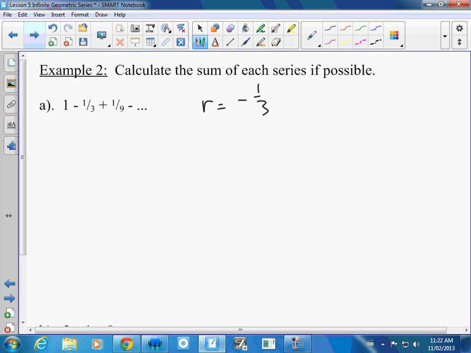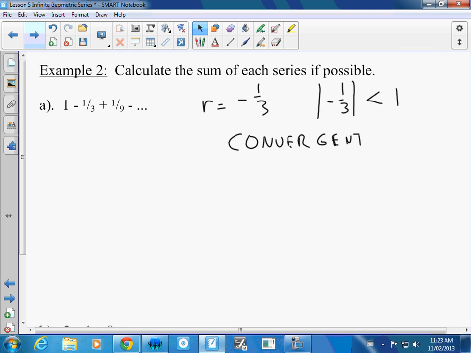Okay, now, here's the question for you. If we take the absolute value of that, is that number greater or less than 1? Less than 1. So, can we do this? What kind of series is this called? Now, these are all infinite, but which one? Convergent or divergent? Convergent. We can figure it out. So this is a convergent series. So can we calculate the sum? Yes, we can.